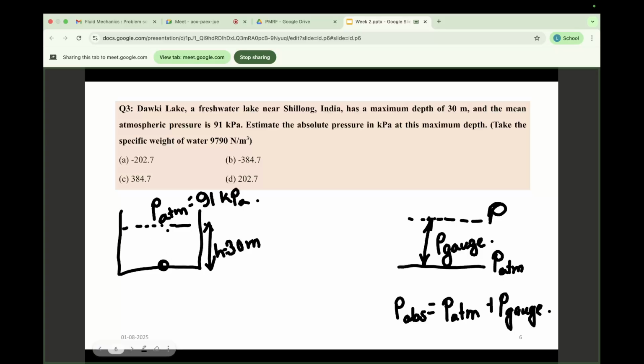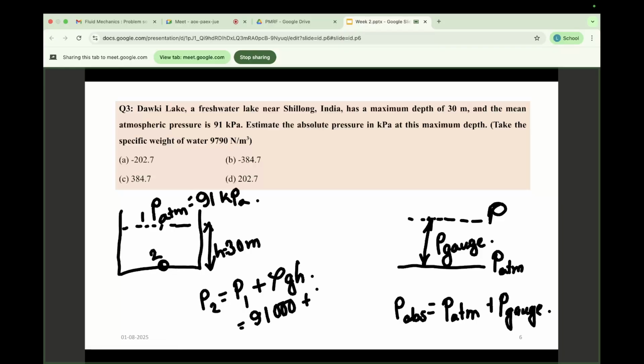What I said in the earlier slide is that in a vertical direction the pressure changes. If the pressure at this point is 1 and this is 2, the pressure at 2 should be more than the pressure at 1, right? This change in pressure is because of height and gravity. That's why it is rho g h. Pressure at 1 is 91 kilopascal, plus 30 should be there.